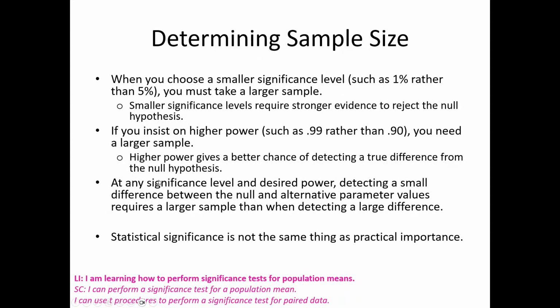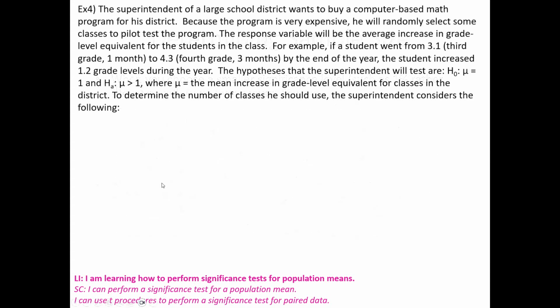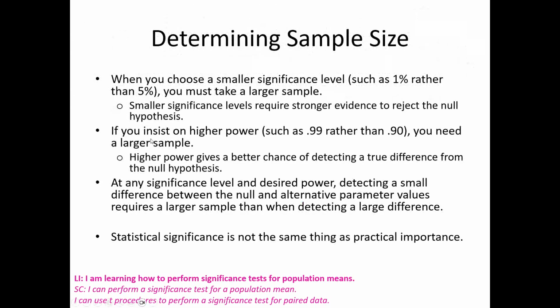All right, so determining sample size. Sorry, went a little ahead there. When you choose a smaller significance level, such as 1% rather than 5, you have to take a larger sample. So when you use a lower significance level, you need a larger sample. Smaller significance levels require stronger evidence to reject the null. So we have to have basically more proof. And remember, larger samples give us more proof.